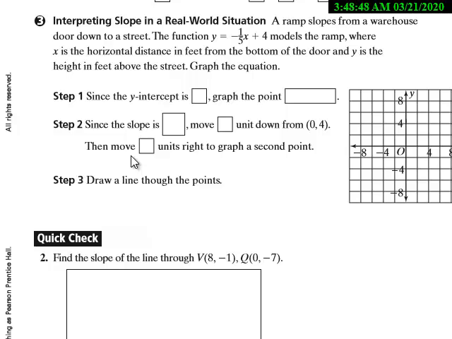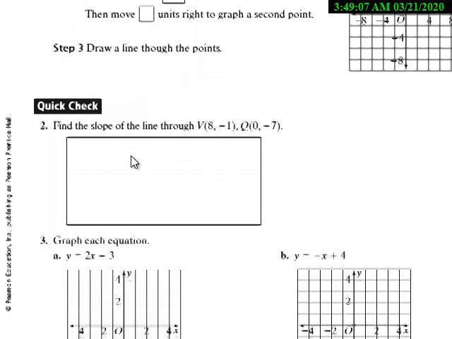Once I identify the 2 points, 0 and 4, and the other point that comes from the rise and run, by using my ruler and pencil, I can highlight. I can draw the line by lining up the 2 points. And this can be easy for you. You can do it by yourself. We need to move to the next part.